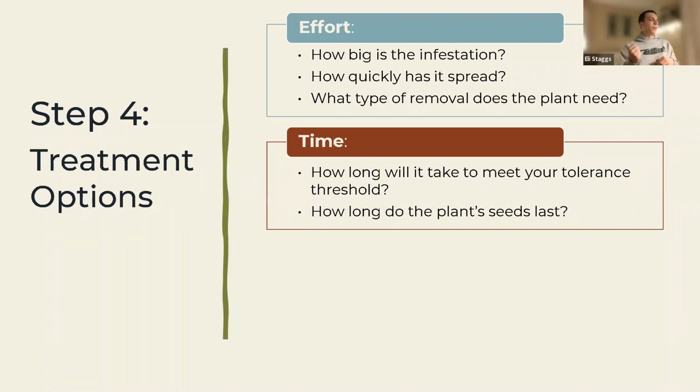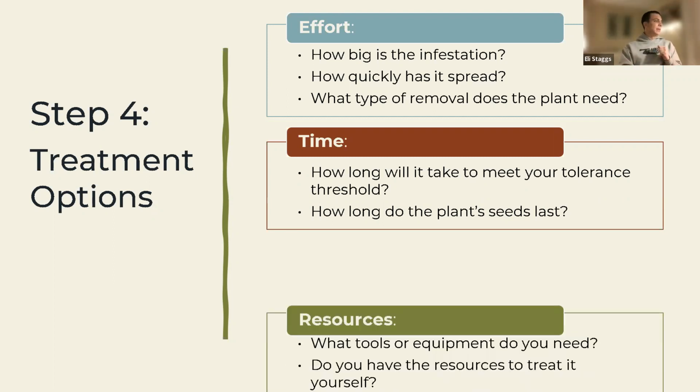Say we hand pulled, it's out of the ground immediately, or if we mowed, is it going to die right away, or is it going to persist through the rest of the season after we mow it? And then again, like I mentioned earlier, this is in here again: how long do those plant seeds last? How long am I going to need to revisit this infestation to make sure that the plant is entirely gone if I have a 0 tolerance threshold?